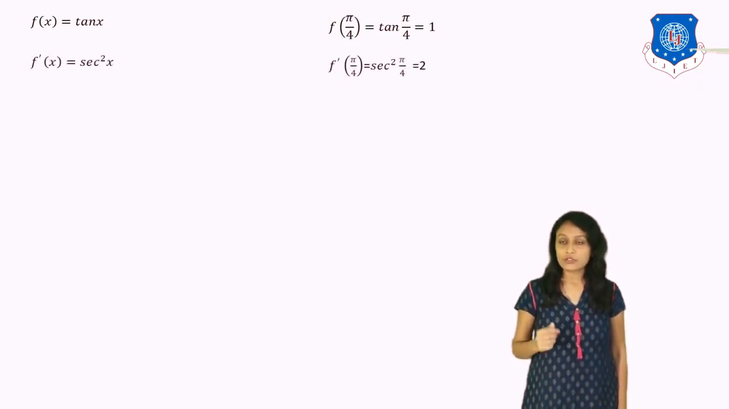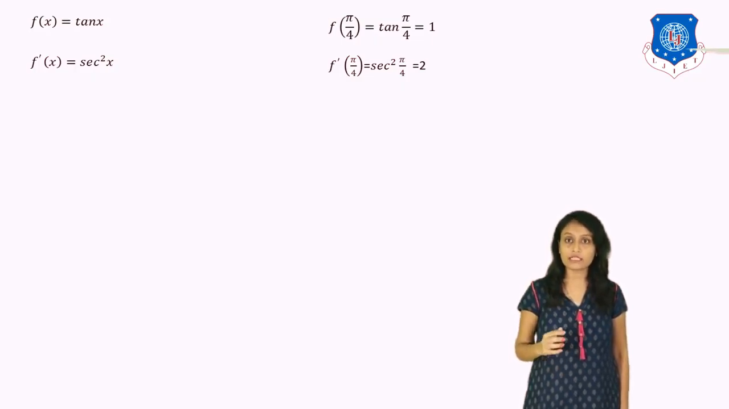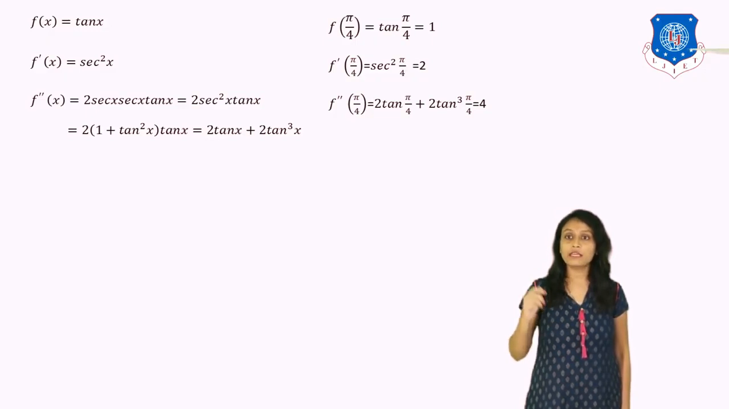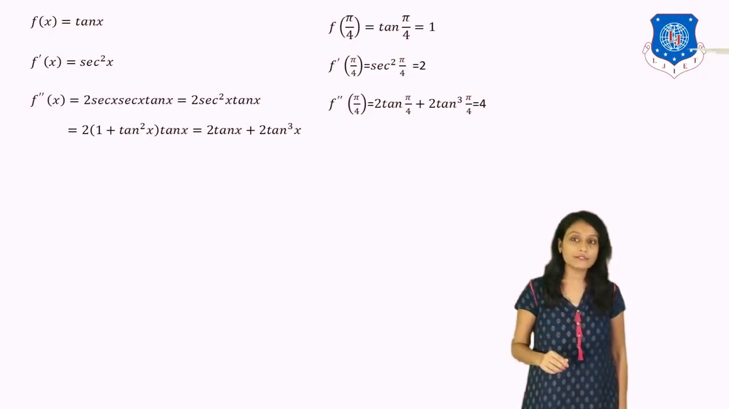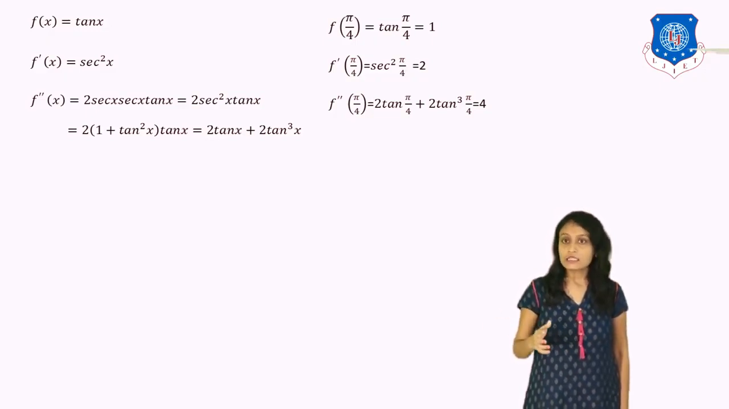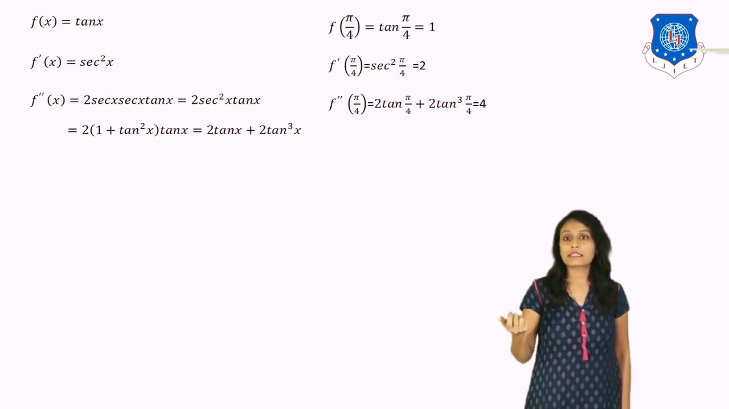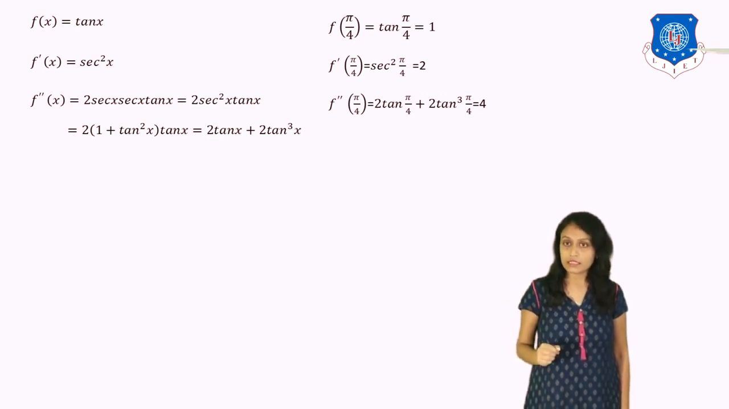Now its derivative. So derivative of tan x is what? Sec square x, and the value at pi by 4. So sec square pi by 4 will be 2. Next we have to find again the derivative. So f double dash x. So here we have to apply the chain rule. So firstly it will become 2 sec x, and then the derivative of sec x, that is sec x tan x. Simplify, so you will get 2 sec square x tan x. Now to simplify it further, we'll replace sec square x by 1 plus tan square x. Okay, and just simplify it, so you will get 2 tan x plus 2 tan cube x.